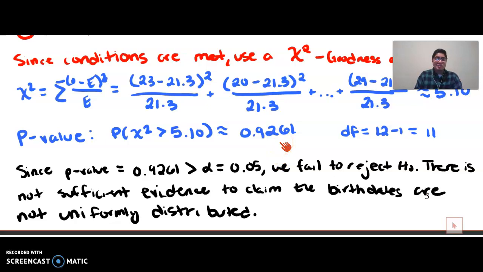Maybe our sample's just a little bit wonky, or maybe we just don't know what we're doing. But as of now, because of a lack of evidence against the null hypothesis, I fail to reject it, meaning I don't have evidence to suggest otherwise. So maybe we just had a fluke of a sample here.